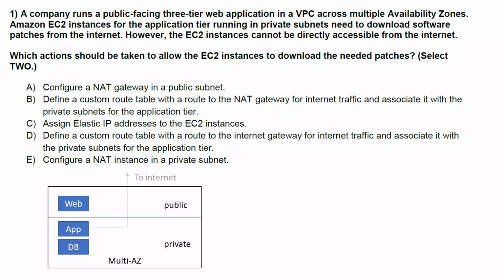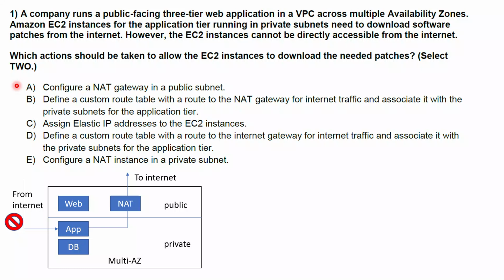The app servers need to download software from the internet. However, app instances must not be accessible from the internet. Now, from this requirement, you might have already figured out what the answer is. We need a NAT. NAT allows private instances to send outbound requests to the internet, and it also blocks unsolicited inbound requests. But the question here requires us to select two choices. So let's look at the options.